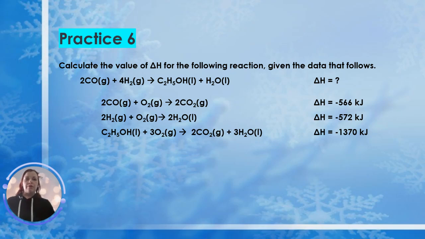So calculate the value of delta H for the following reaction given the data that follows. And so you have the overall reaction, and that's what you're trying to find the delta H for. And then you have a series of steps, each with their independent enthalpy values. And so if you would like to try this on your own first, please go ahead and pause it because I'm about to go over the answer.